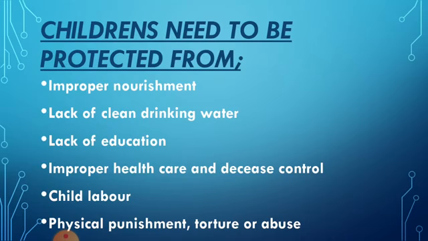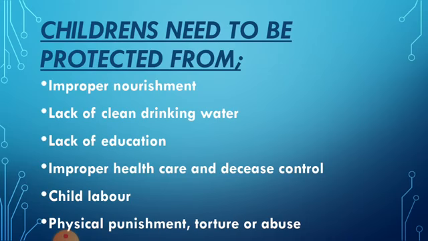Improper health care and disease control. Children should be immunized from communicable diseases at a very young age, till they are 10 years old. The health services provide these facilities to the community. Parents must be made aware that immunization will help protect the children from deadly diseases.